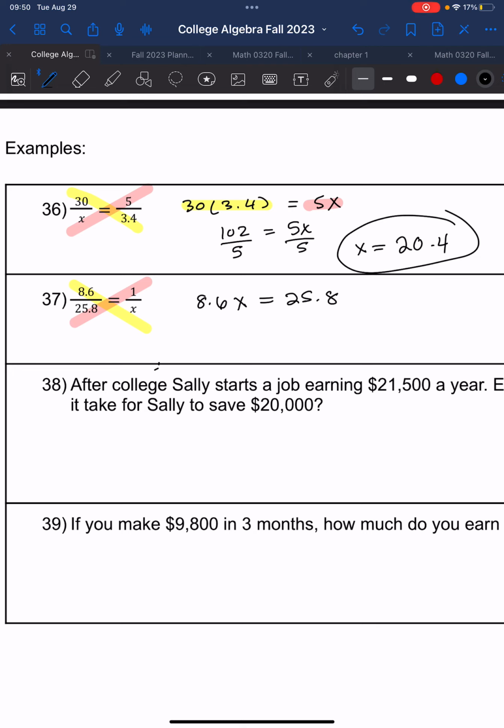Notice that it doesn't matter which order I did it. On the first one, I had the process of my x ending up on the right side. And on 37, my x ended up on the left side. Doesn't matter which side that you are writing it on because these two sides are equal to each other. So in order to get x by itself, I'm going to divide both sides by that 8.6. And I get x is equal to 25.8 divided by 8.6. And I get 3.